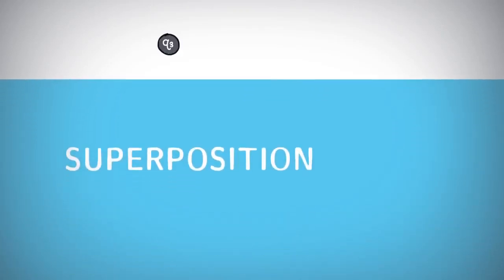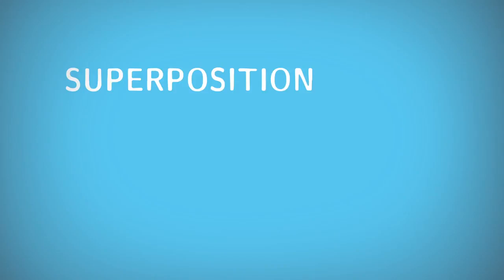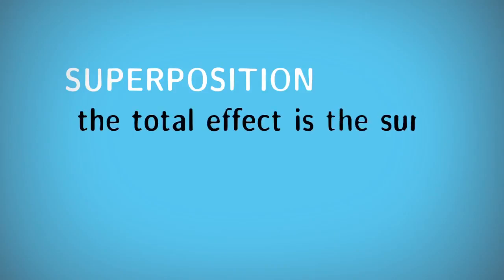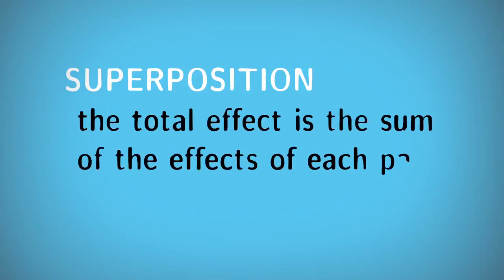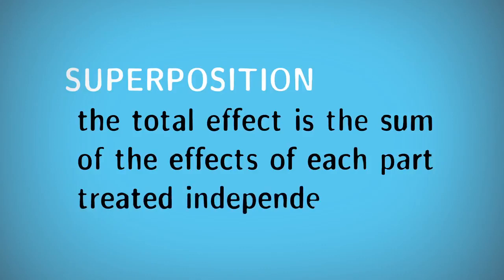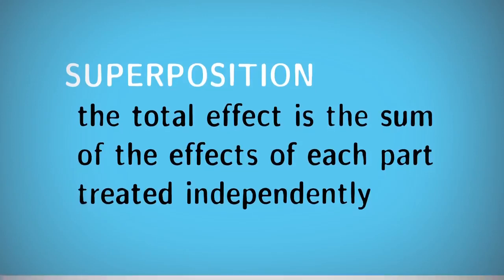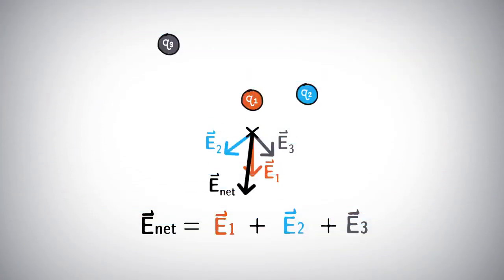This concept of superposition, the total effect is just the sum of the effects of each part treated independently, often fails to describe properly many physical phenomena. However, here, for us, it works beautifully for electric fields and, as we will soon see, for magnetic fields too.